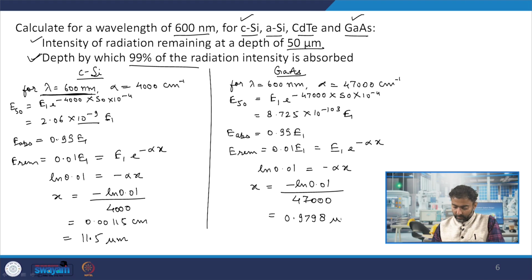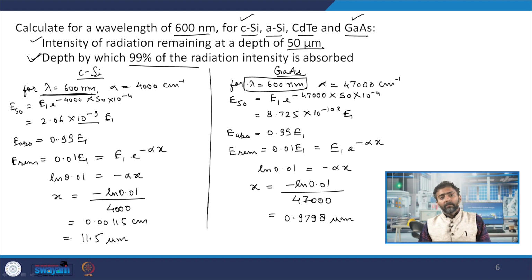0.9798 micrometer. So less than 1 micrometer, almost in the top 1 micrometer itself, almost 99% of the 600 nanometer radiation has been absorbed. So in this one I will have to use a very thin emitter layer. The emitter layer might be hardly 0.1 micrometer or even less than that. So that is a little bit on the absorption.